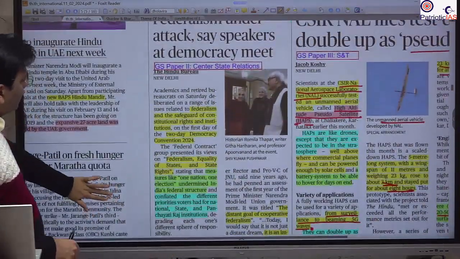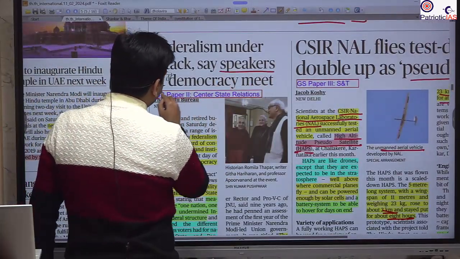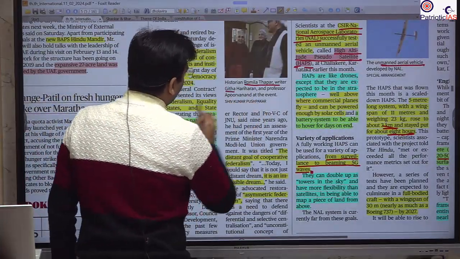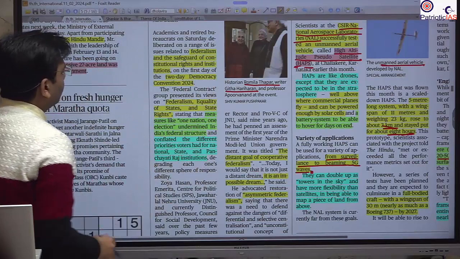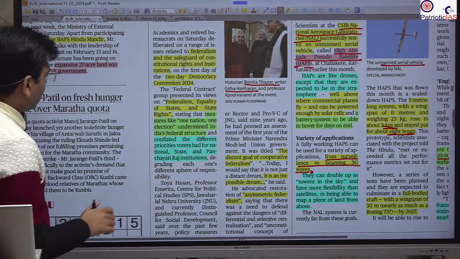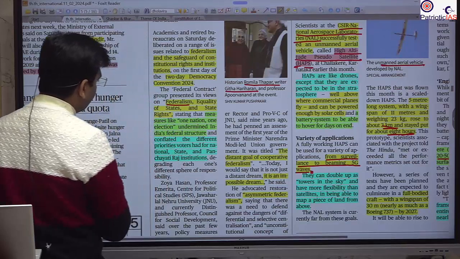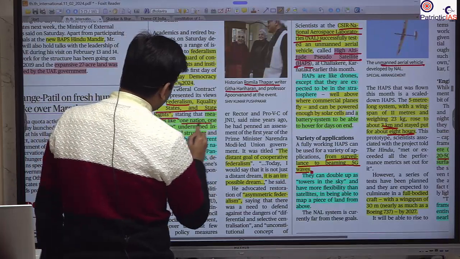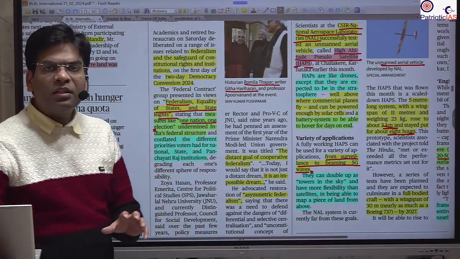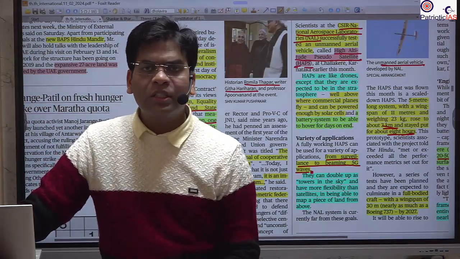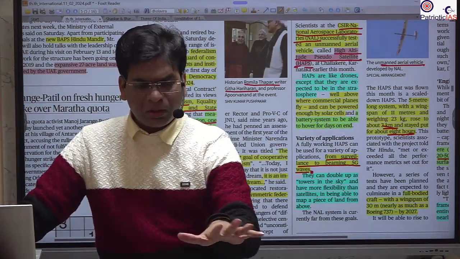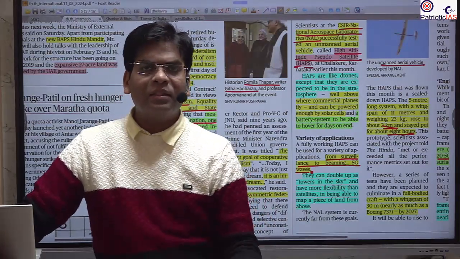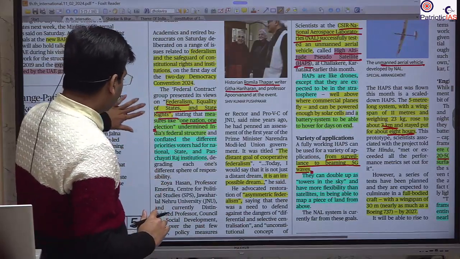Other important news is this: there are speakers at the democracy meet. This is a meeting of academia, like Romila Thapar and Professor Hariharan. What they are criticizing is the attack on federalism and equality of states as well as states' rights, because the government is imposing things like one nation, one election, and it is undermining local governance and the authority of local leadership and local bodies, at the village level and at the state level. So they are criticizing this.